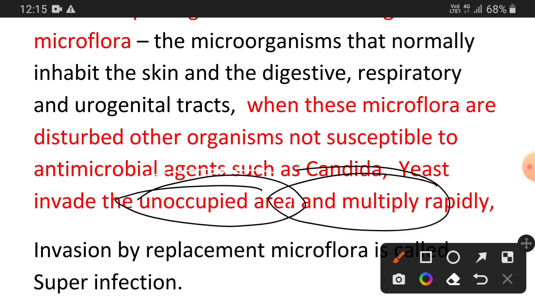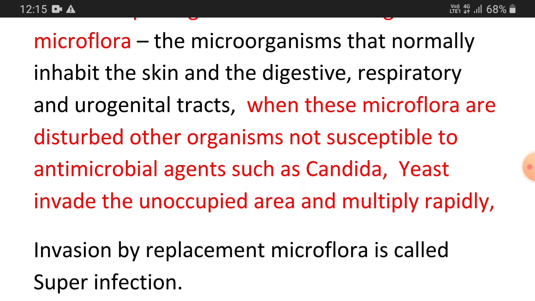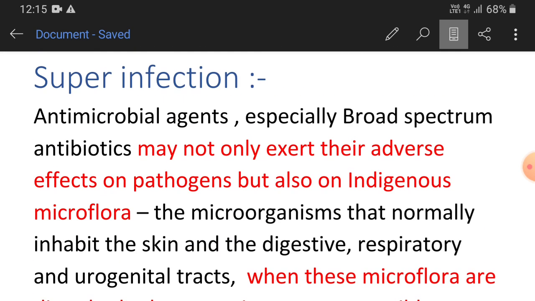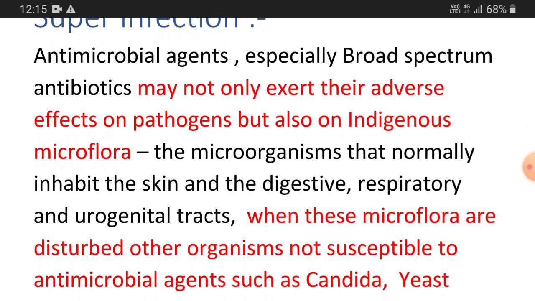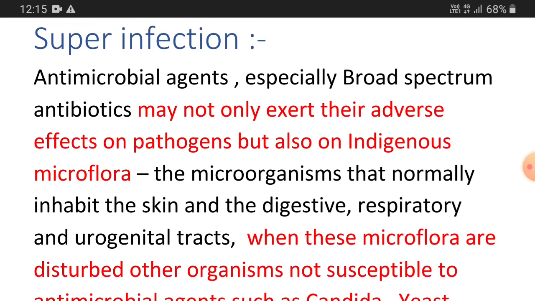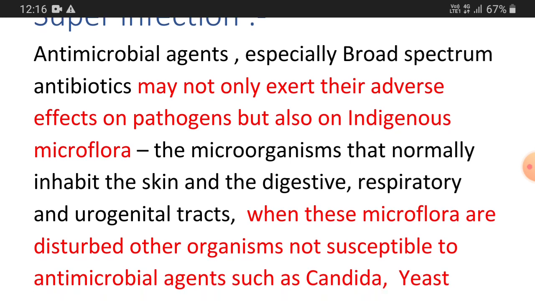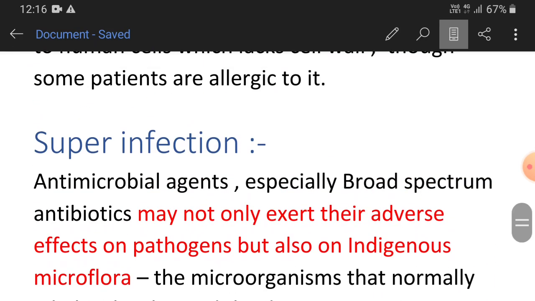This kind of invasion by replacement of the normal microflora due to the use of a broad spectrum antibiotic is known as superinfection. Again, whenever you use a broad spectrum antibiotic as an antimicrobial agent, it will not only destroy the pathogenic microorganism causing the particular infection, but will also disturb the normal microflora present in the skin, digestive tract, respiratory tract and urogenital tract. Under such circumstances, the microorganisms that are not susceptible to the antimicrobial agent you have used will start occupying those unoccupied portions after invasion and then multiply rapidly. This kind of infection is known as superinfection.